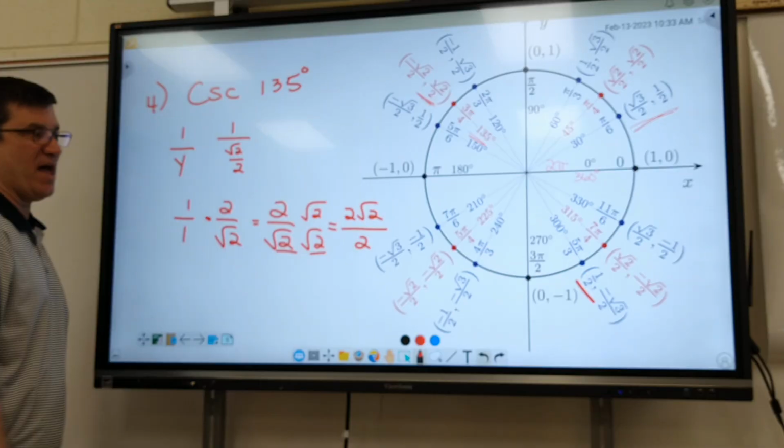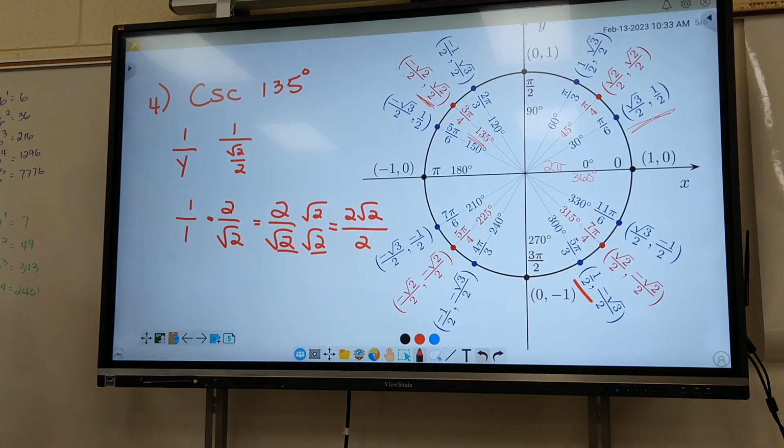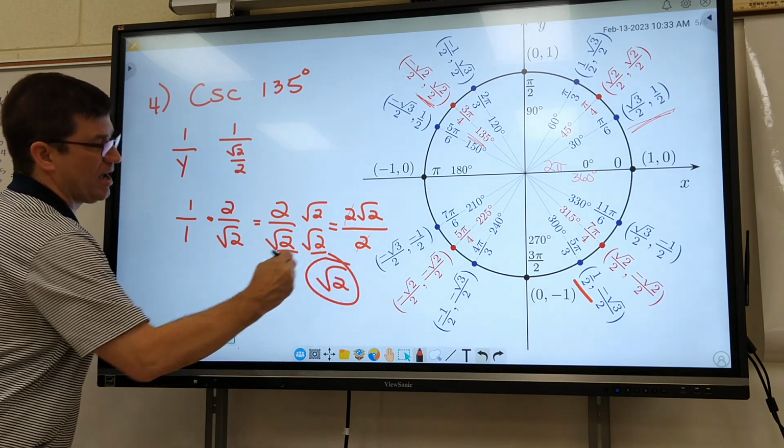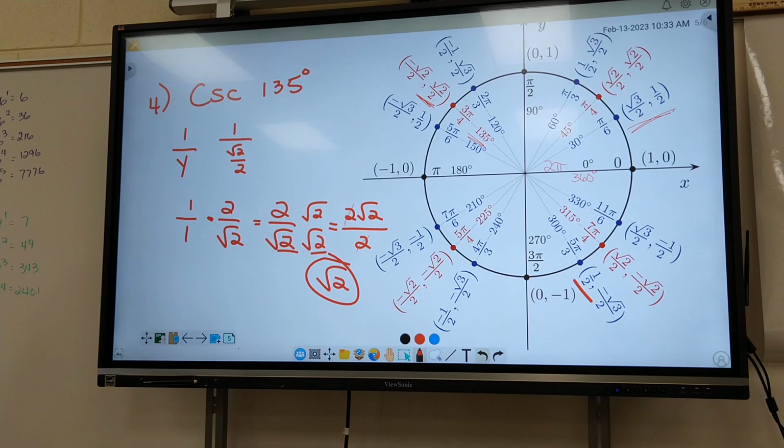All right, so I'm looking at that. I've got a simplified answer. I don't have a root on the bottom anymore, but I can still cross out that 2 and that 2. So, wow, we had to do a lot of extra work on that one to get root 2. Most of the problems will not be like that. You will have some where you have to do that extra work by hand.